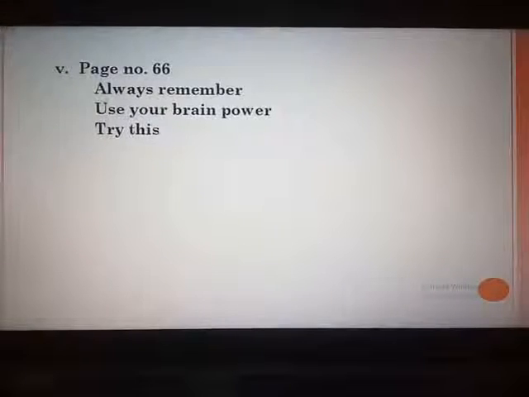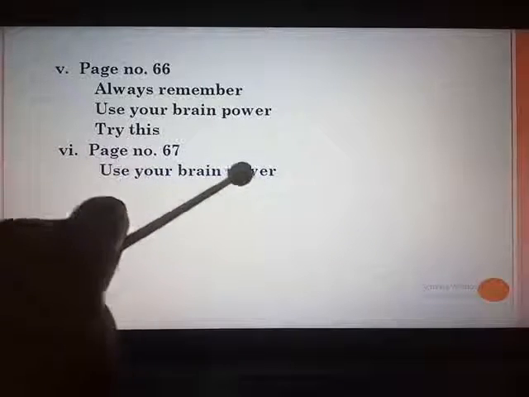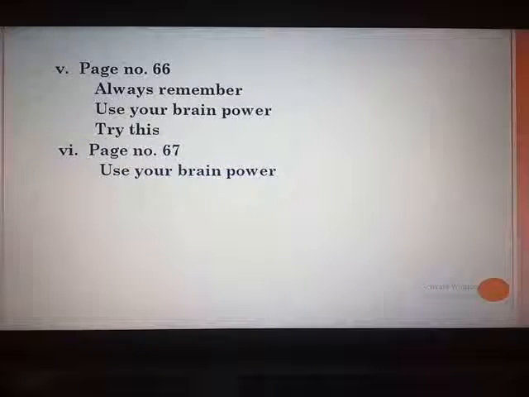Take a big test tube. Choose a rubber stopper in which a gas tube can be fitted. That activity you have to remove. Page number 67, towards the end of the page you have an activity, Use your brain power, which includes 3 questions. Remove that activity.